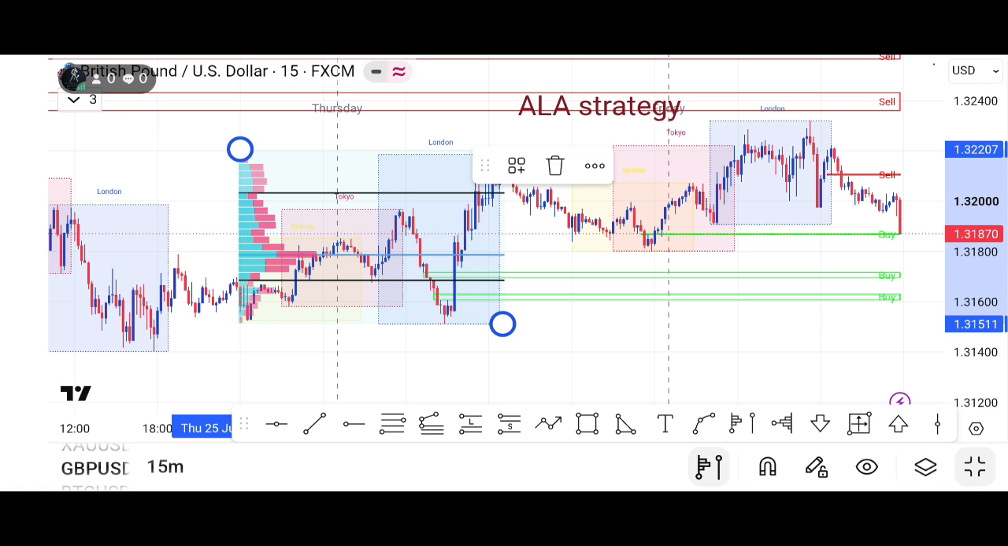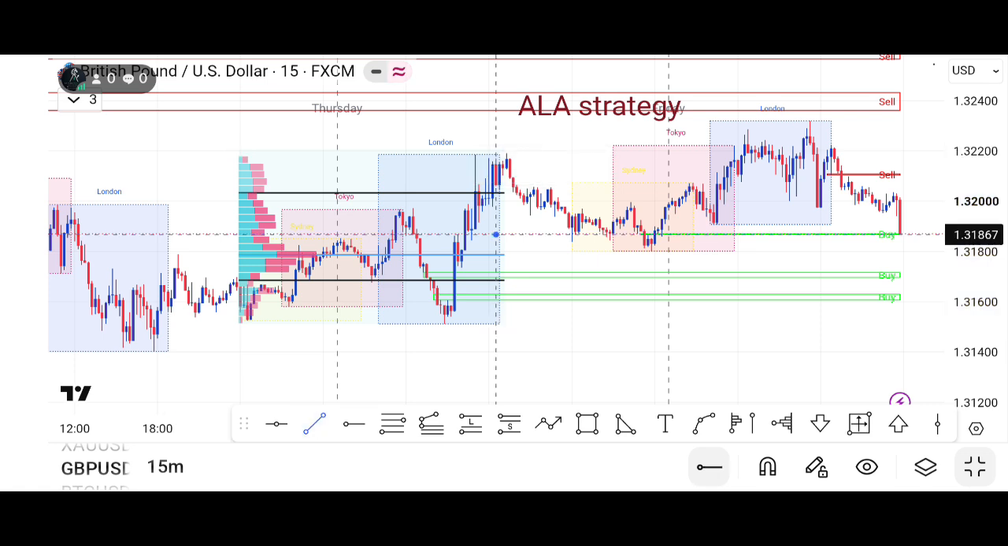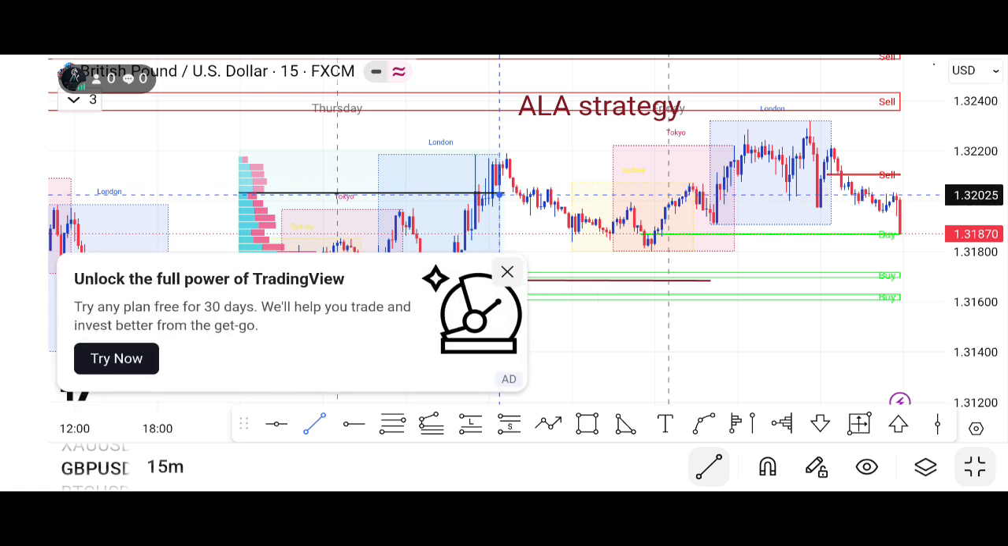Okay, after doing that, I got my support and resistance. My support and resistance, let me put right there.